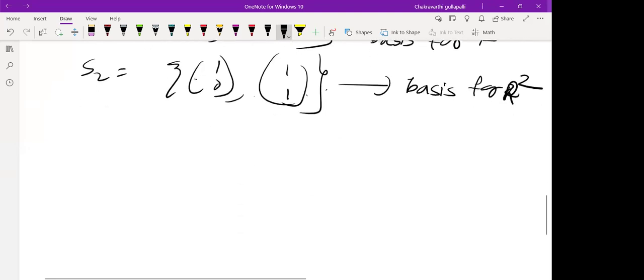In what way does this help us? If it's already a basis, don't extend. You don't require an extension if it is a basis. It is already a basis, so there is no need for an extension.